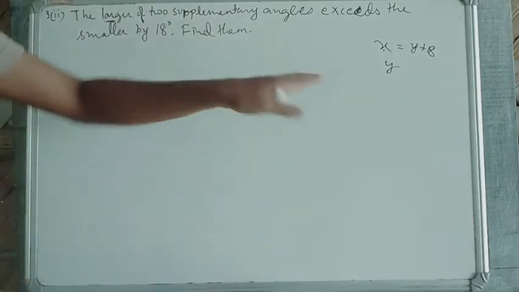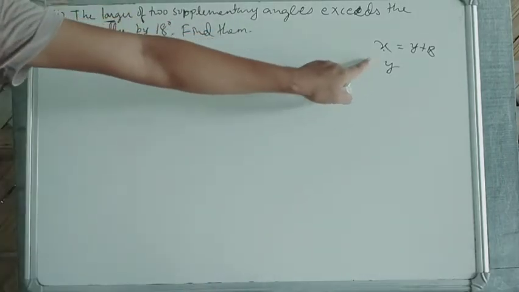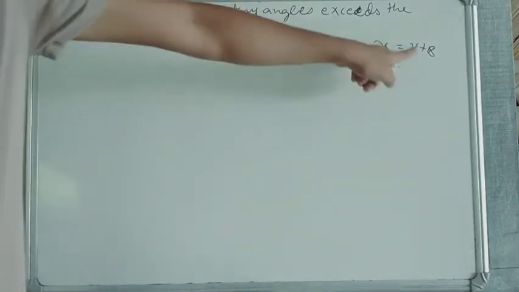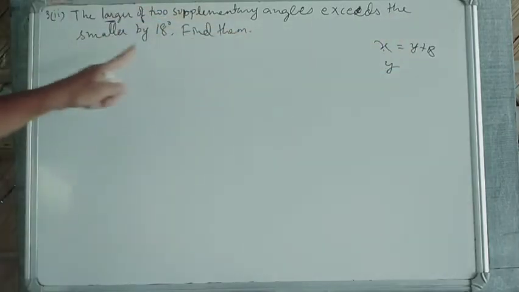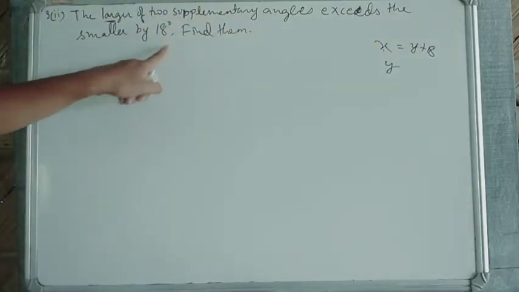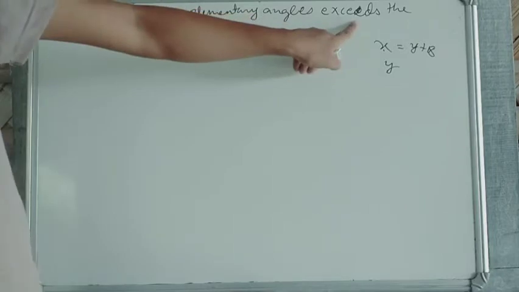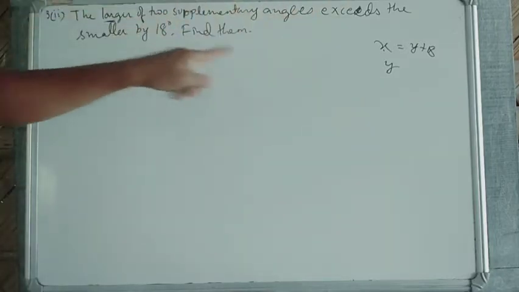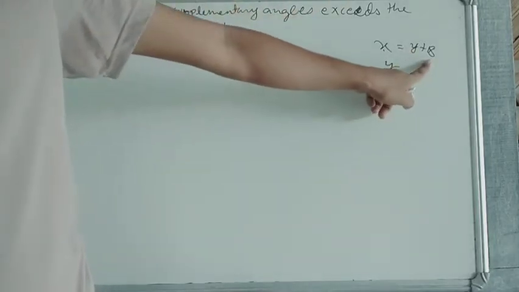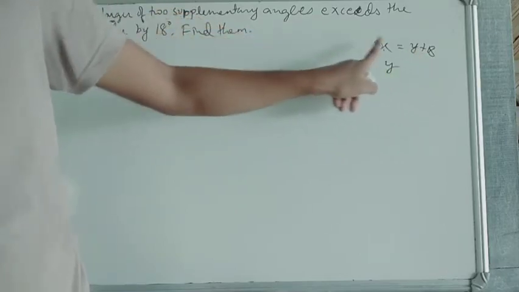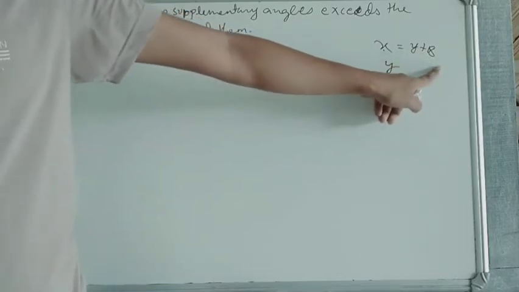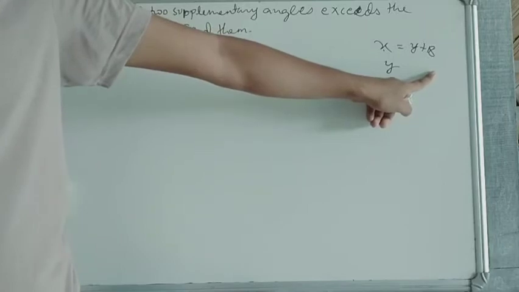This part is okay or not? That x is the larger number, and y is the smaller number. So the smaller number is how much? The larger exceeds the smaller by 18 degrees. So this is 18 degrees smaller. Okay, so that means 18 has to be added here. Is it clear? This is the first part.